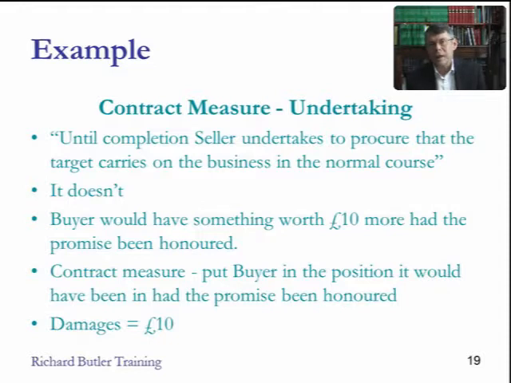Since a breach of an undertaking is simply a breach of a contractual promise, then the same contract measure is appropriate here too. Suppose in a share purchase agreement the seller undertakes that until completion they will procure that the target carries on business in the normal course. Well, in fact, it does not do so, with the result that the seller is in breach of the undertaking. Once again, if the buyer would have had something worth £10 more in the event that the undertaking had been complied with, then the buyer is entitled to damages of £10, because that's the amount necessary to put the buyer in the position they would have been in had the contract been honoured.